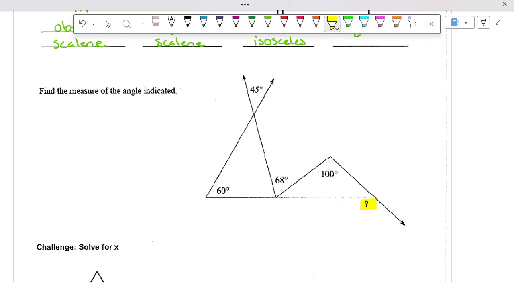Think about it. All three of these angles are on a straight line. So if they're on a straight line, that means they have to add up to what? 180. So take that number and subtract it from 180. You already did it. We just got to subtract from 180.